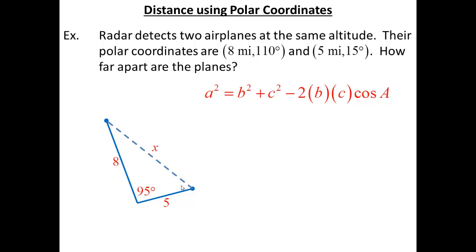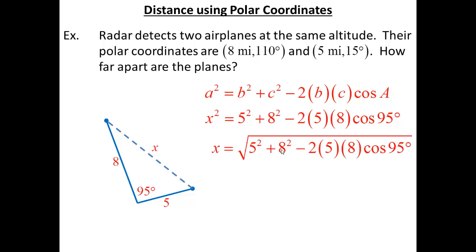Alright, so we'll go ahead and plug in 8, 5, and 95, as well as x for my missing value. Since I'm solving for x, I just have to take the square root, type it in the calculator. You should get 9.796.